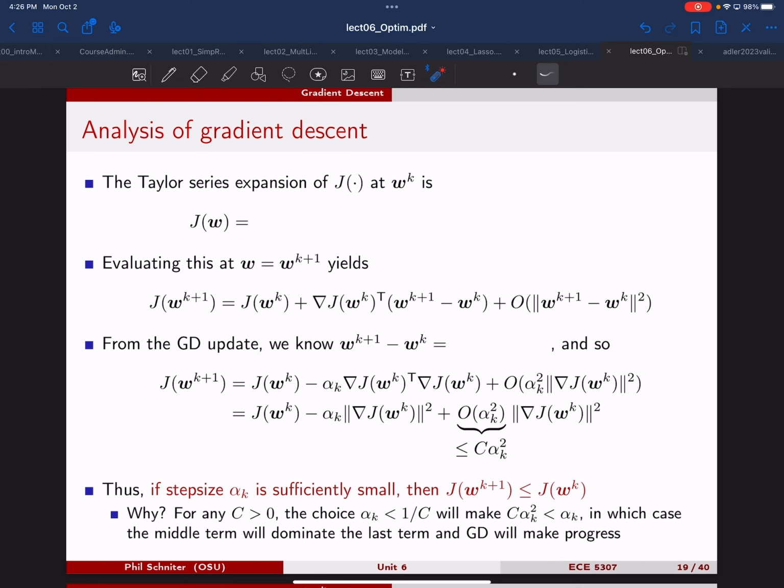And so for this, we're going to have J at W_k, the constant term, plus the gradient of J at W_k transpose times the difference between W and W_k. And then we're going to have a big O that collects all the higher order terms. And this is going to be the norm of the difference between W and W_k, squared. Here we're assuming we have a vector of parameters, not a matrix, not a scalar.